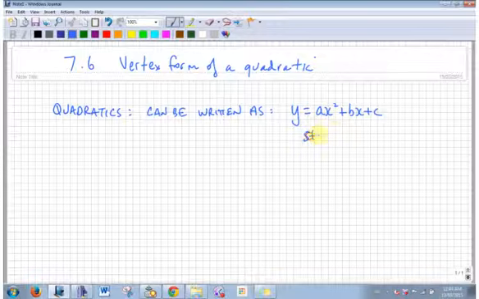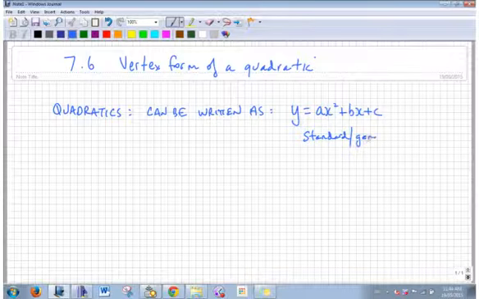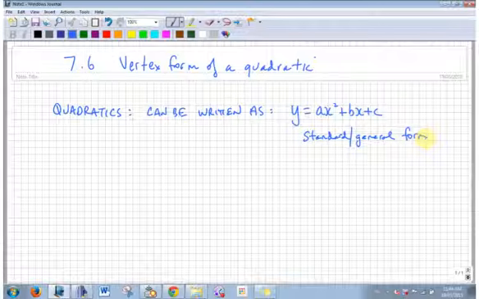That's called, and it depends on the textbook, some of them call it standard, some of them call it general form to write a quadratic, okay? We don't care which one's which, I'm going to call it both.